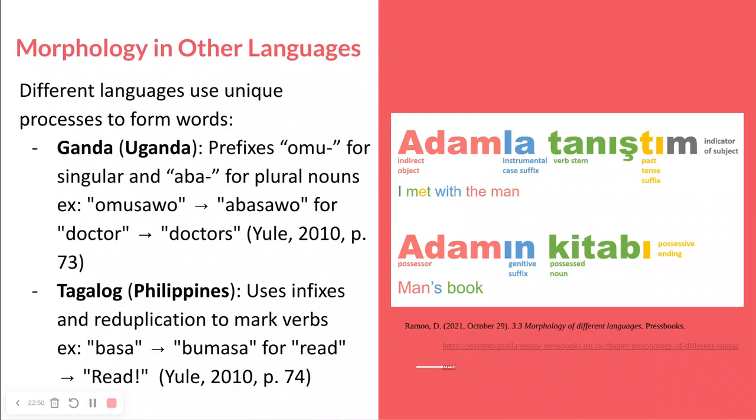Morphology in other languages. Different languages use unique processes to form words. Ganda uses prefixes omu for singular and aba for plural nouns. Example, omusawo, abasawo for doctor, and then doctors. The Tagalog language uses infixes and reduplication to mark verbs. Example, basa, bumasa for read, read.